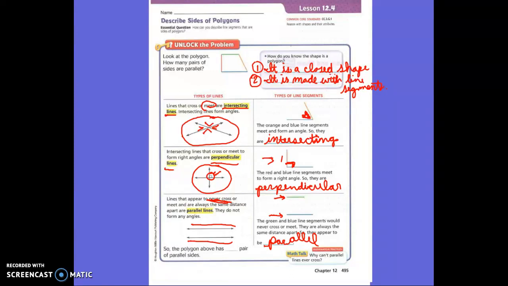Okay. Are the green and the orange parallel? No, because they will meet. They will go together and meet, right?